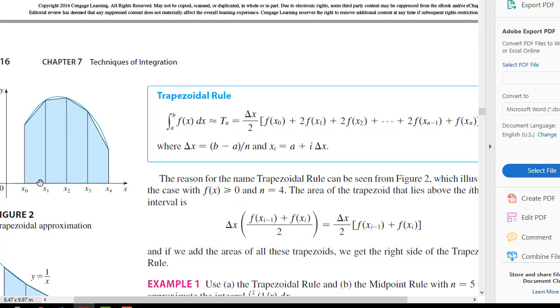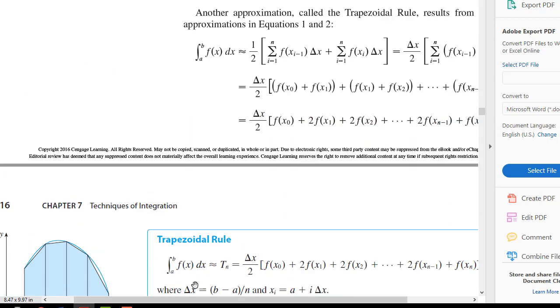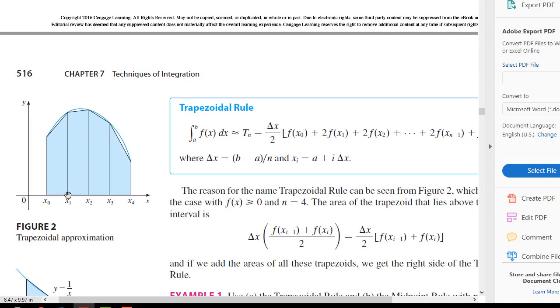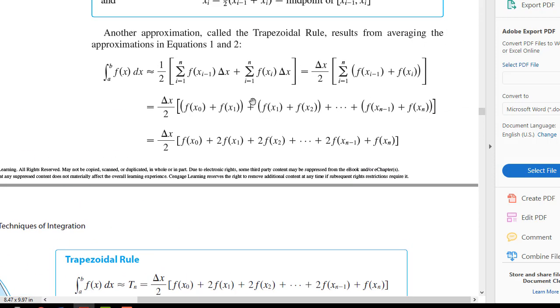So for the first trapezoid, the left side is f at x naught. The right side is f at x1. And we can see here's the area of the first trapezoid. And remember, we're doing 1/2 of that. We're averaging these two values. So in the line above, that's what he's showing you. I'm going to take the left endpoint, I'm going to take the right endpoint, and I'm going to average that. So for the first trapezoid, that's what that looks like. For the second, I'm going to find the height at x1, the height at x2, and I'm going to average those. So here's f at x1 plus f at x2, so on and so forth.